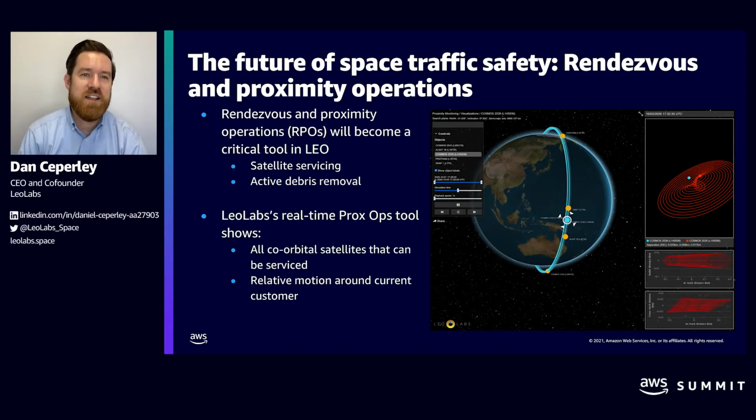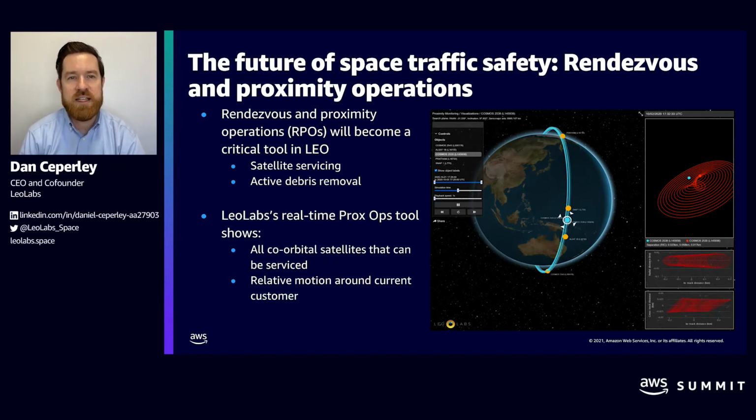So I want to talk just a little bit about some of the future of space traffic safety as well. Another part of the industry that is starting to take shape is the satellite servicing and the active debris removal industry. In that industry, they build and launch satellites that fly into space and get close to another satellite in order to fix it or to refuel it, or if it's a piece of debris, to ultimately tow it down into the atmosphere and burn it up, so that it is no longer a risk to other satellites in LEO.